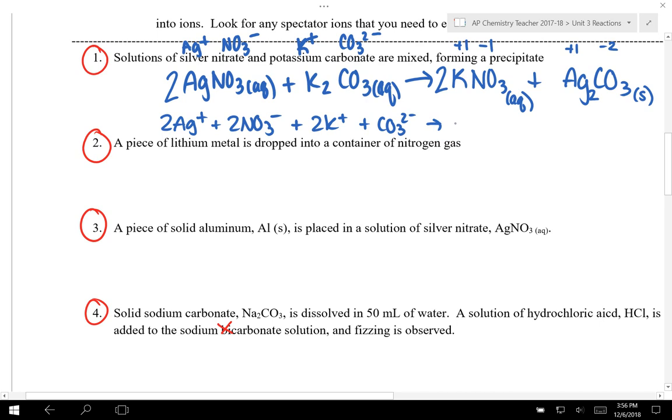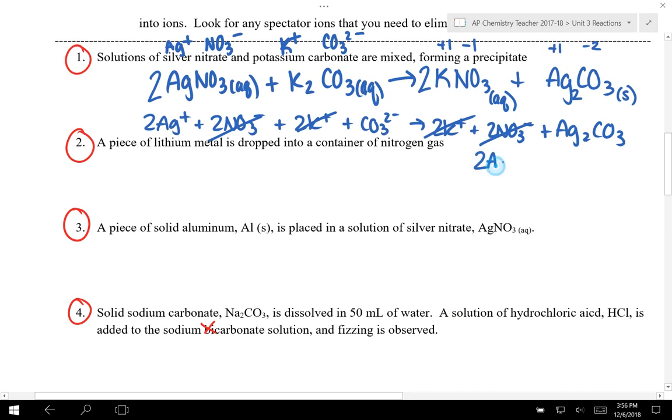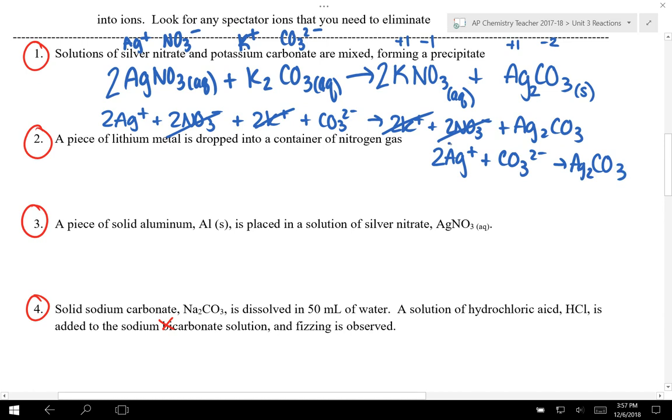So I got a bunch of ions over here, and then on the right, my potassium nitrate, it's actually going to ionize. They don't stay stuck together. And then I have silver carbonate as my solid. So I'm going to look for spectators. It looks like potassium's a spectator and nitrate's a spectator. So what I'm left with is 2 silver ions and 1 carbonate ion combining to make silver carbonate. So this is my net ionic equation right there. Notice I'm balanced for mass, so I've got 2 silvers on each side, 1 carbon, 3 oxygens, as well as charge. I've got 2 positives and 2 negatives on the left, so that adds up to 0. And on the right, it's 0.